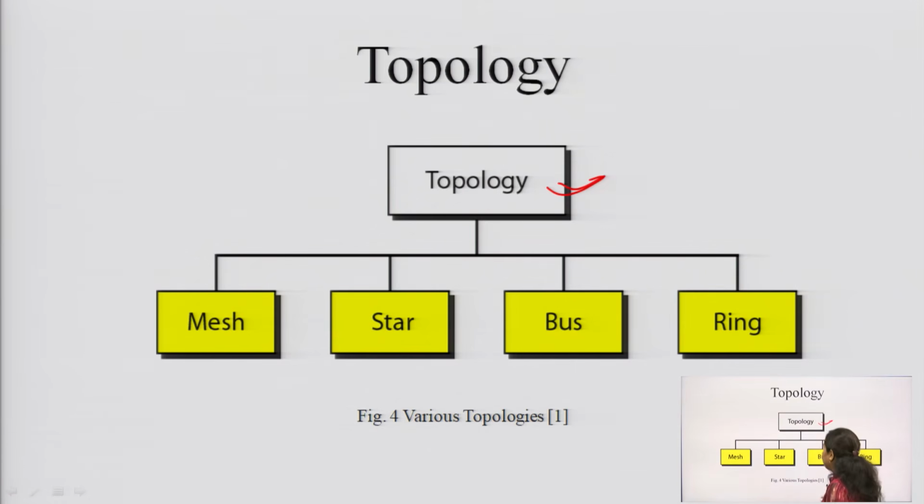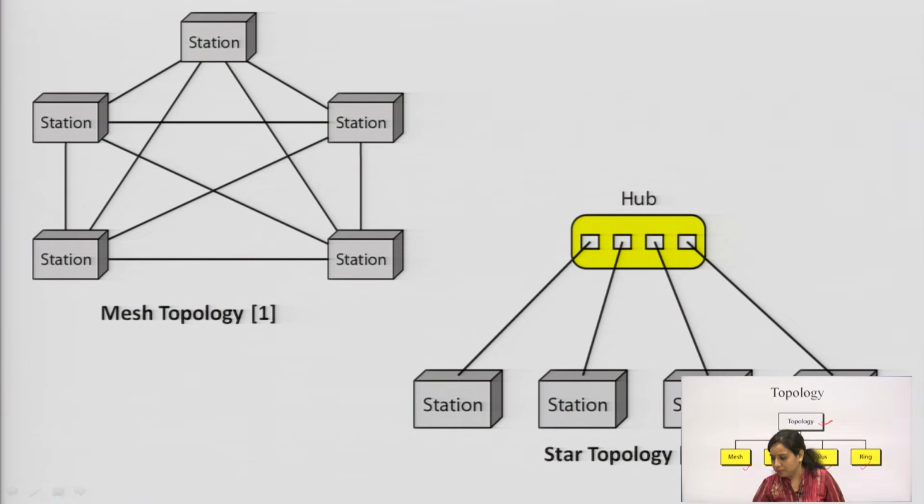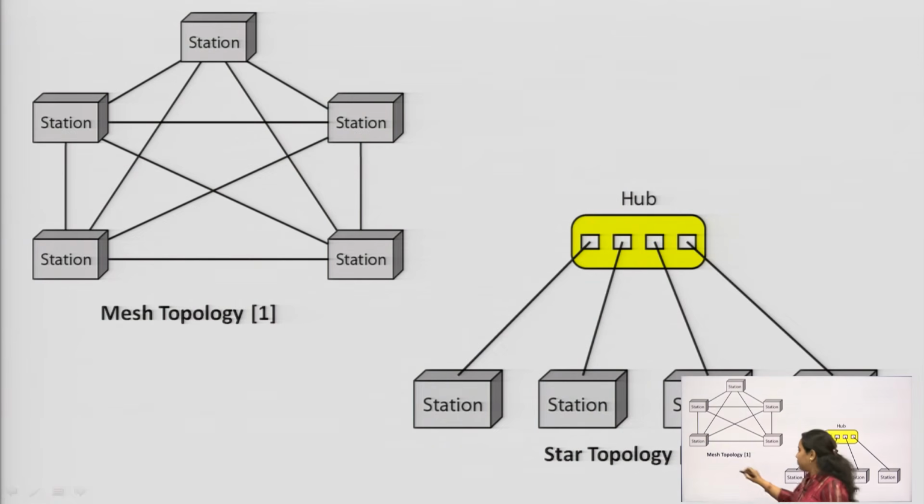So, there are 4 different types of topologies. First one is mesh, second one is star, third one is bus, and fourth one is the ring topology. So, there are different types of topologies. We will see each one by one. First one is the mesh topology.